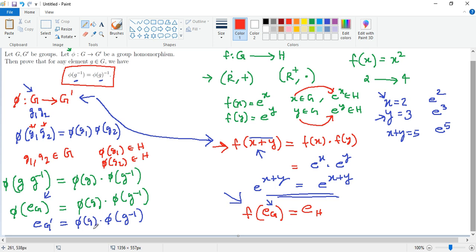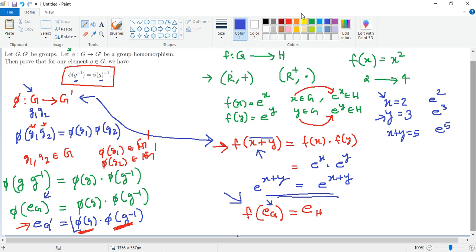Now, what does this mean? This is saying an element times another element is giving you the identity element of that group, because E G prime is the identity element. I used H here, but actually I should have used G prime here. So when you operate two elements of G prime, you get the identity element of G prime, which means one should be the inverse of the other, because that's the property of inverse.